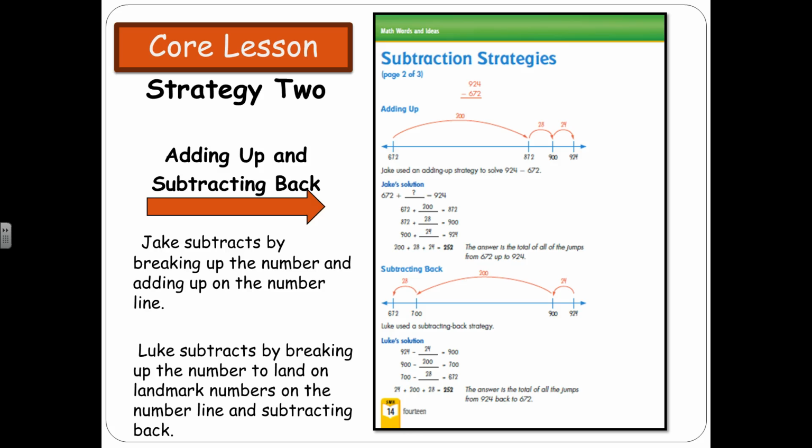Adding up or subtracting back is when a student represents the distance between two numbers on a number line. When adding up, a student starts with a smaller number and adds until he or she reaches the larger number. The student then goes back and counts the jumps made. When subtracting back, a student starts with a larger number and subtracts until he or she reaches a smaller number, then goes back and counts the jumps made.